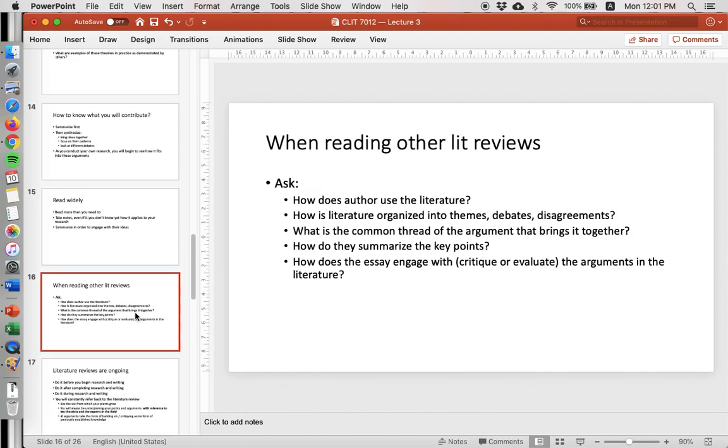Okay, so when you're reading other literature reviews, I think this is important: understand how the author uses the literature. It's not just presenting information. It's explaining how it's useful to guiding your research project. How is that literature organized into themes, debates, disagreements? Okay? What is the common thread of the argument that brings it together? Okay, and this is very important. Your literature review needs to have a common thread.